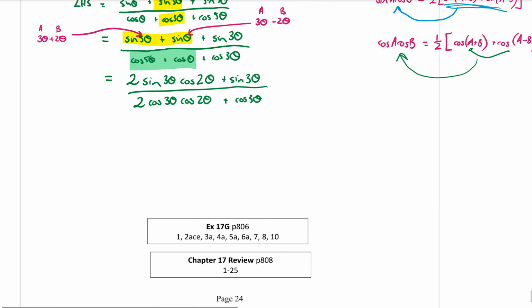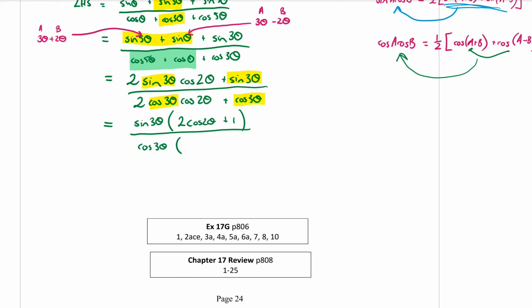So, now that I have done that, on the top you will hopefully see that there is a sine 3 theta in both of those terms, and I can factorize that out. So that would be sine 3 theta out the front, open a bracket. There would be 2 cos 2 theta remaining from the first term and just a plus 1 from the second term. On the bottom, we have a cos 3 theta in both terms, so let's factorize that out. Cos 3 theta, open bracket. There would be 2 cos 2 theta left from the first term and a plus 1 for the second term.